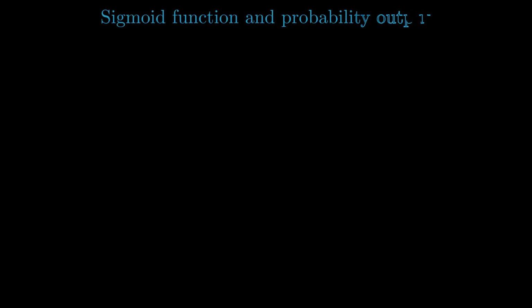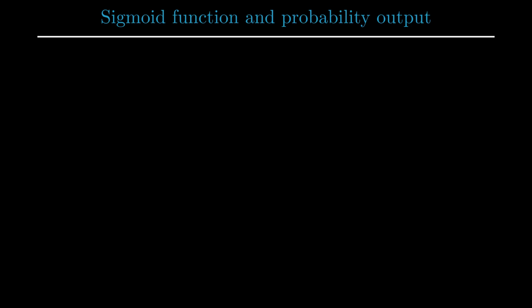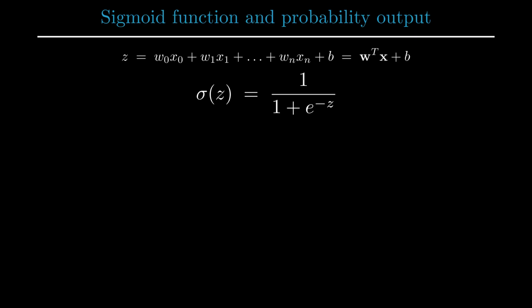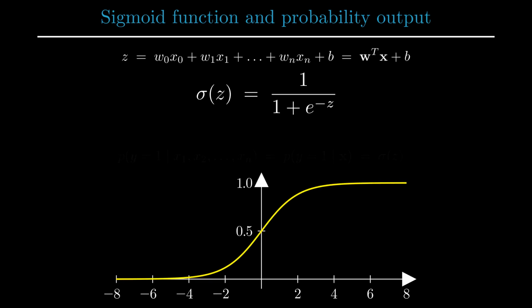Logistic regression turns a linear score into a probability using the sigmoid function. You can think of this score as a weighted sum of the input features plus a bias. The sigmoid squashes any real-valued input into a number between 0 and 1. Large positive scores push the probability toward 1. Large negative scores push it toward 0. So the model's output can be interpreted directly as the probability that the label is 1.